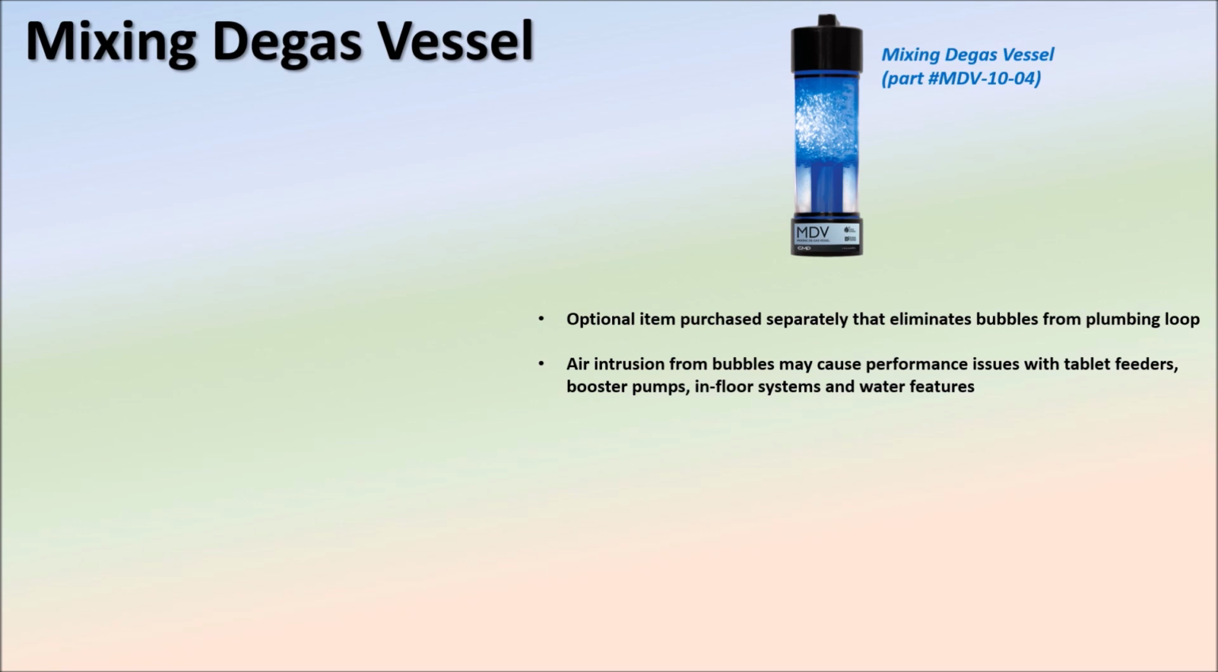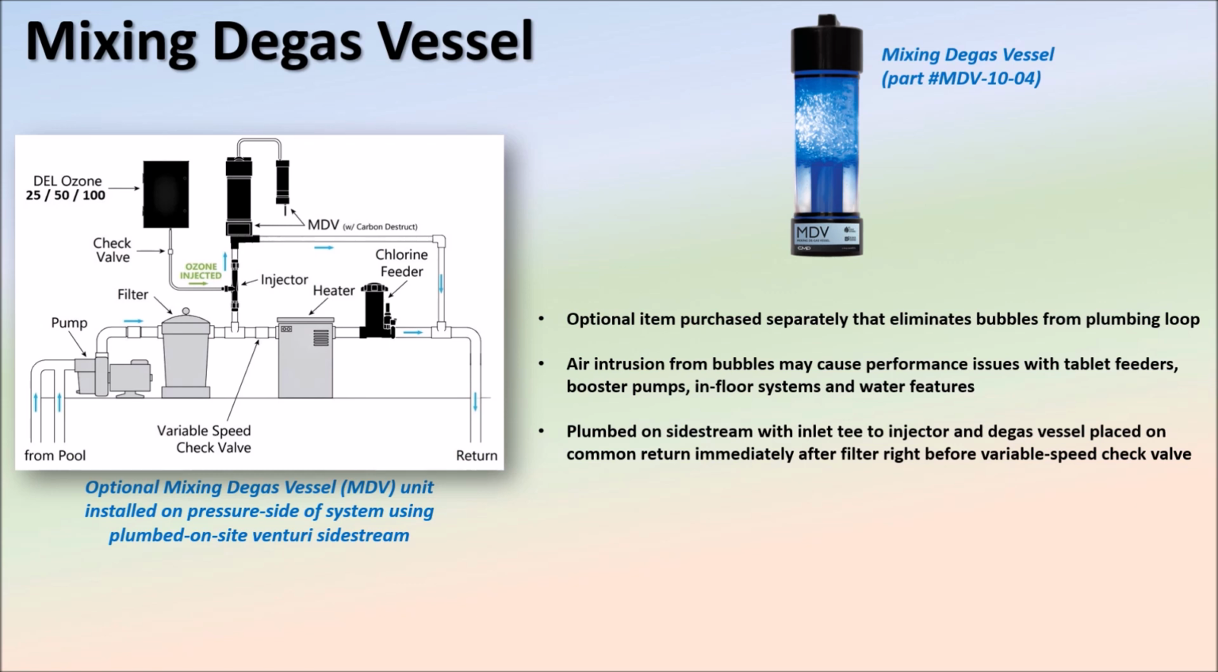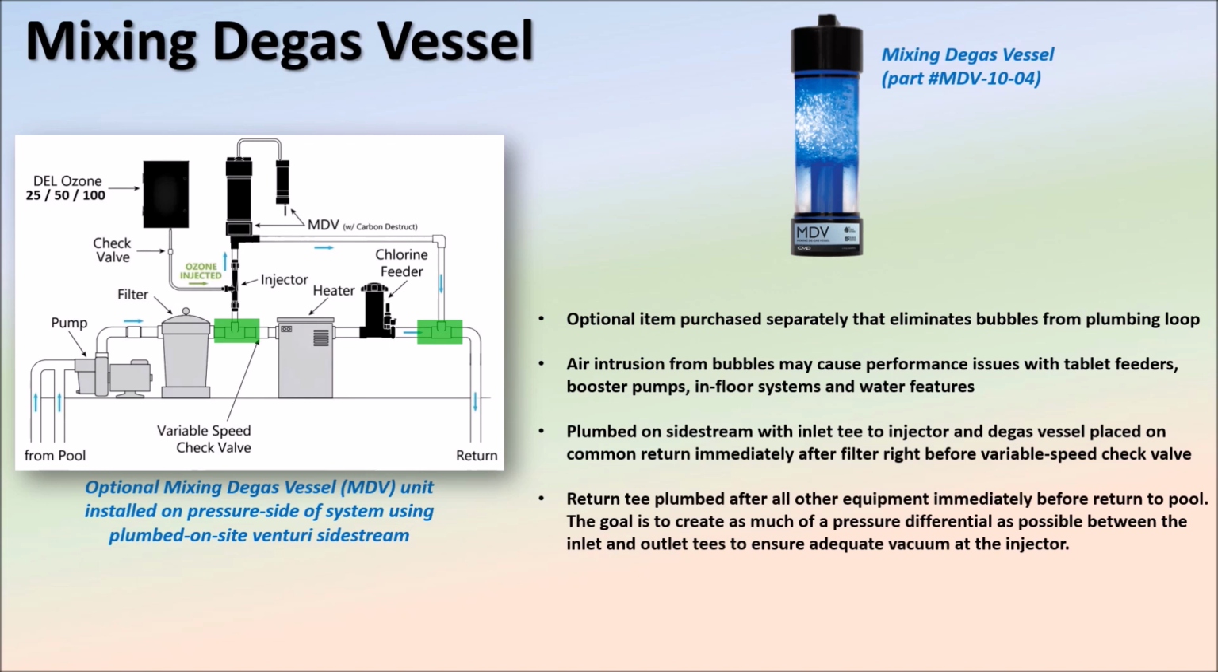a side stream loop with the inlet tee to the injector plumbed immediately after the filter and just before the variable speed check valve. The return tee is placed as far downstream as possible on the common return after all the other pool equipment, right before the plumbing goes into the ground. The idea to keep in mind is to create as much of a pressure differential between the inlet and outlet tees as possible in order to maintain proper vacuum draw at the injector.